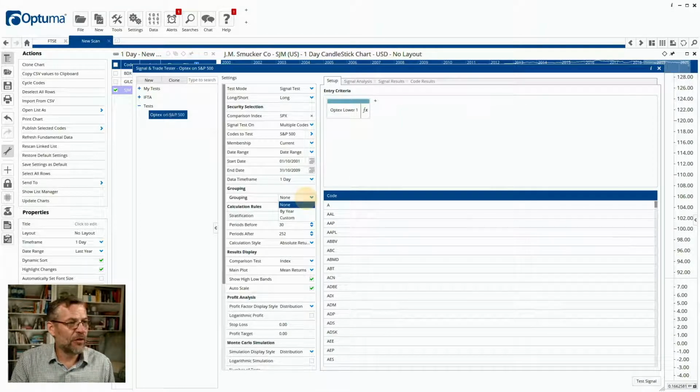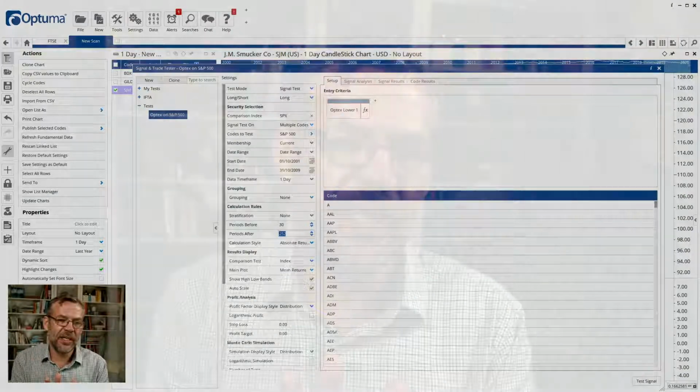Not going to group. We could group by year if I wanted to break it up into years and things like that, but I'm going to leave that. Stratification we'll leave. Periods before, periods after. This is when I get a signal. So remember, what we're doing here is finding all of those signals, and then we're measuring all of the returns that come after that signal. And from that point, we're going to average them all up.